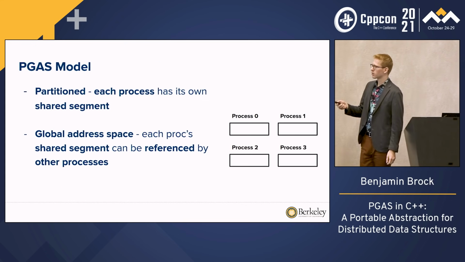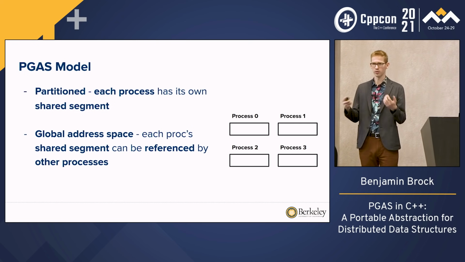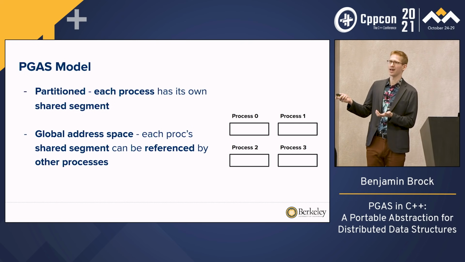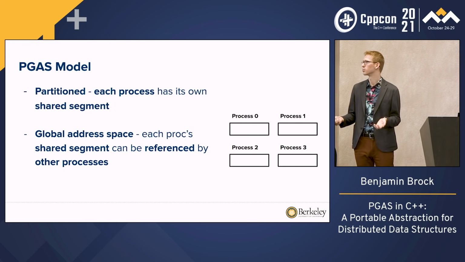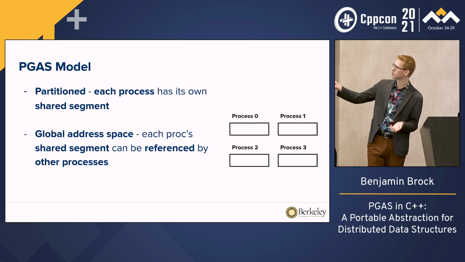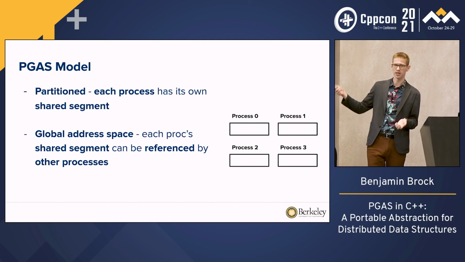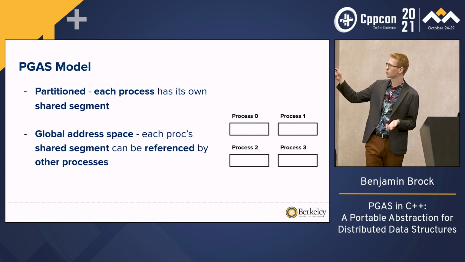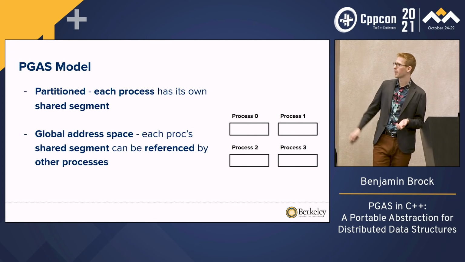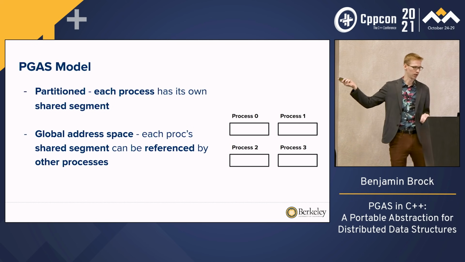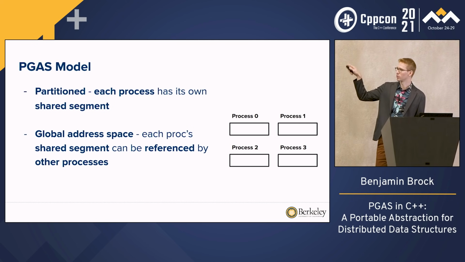Now the PGAS model is a specific parallel computing model where you assume that each process is going to have its own shared segment that is opened up. So here we can assume we have a program that's running with 4 processes, process number 0, 1, 2, and 3. And each of them has its own shared segment, which is shown here with the box.